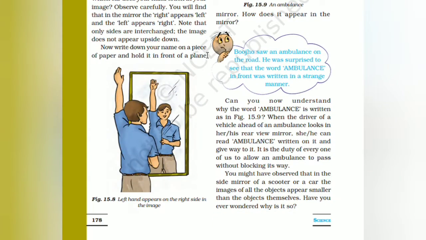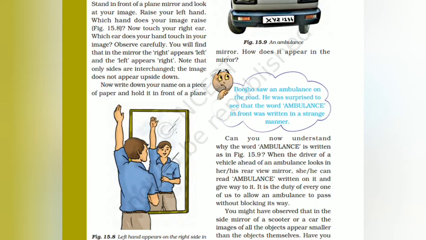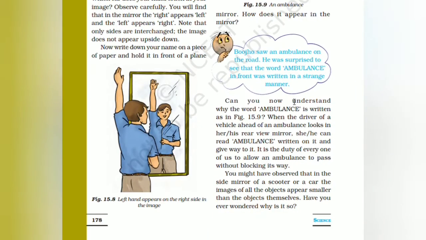Now write your name on a piece of paper and hold it in front of the plane mirror. How does it appear? It appears in the reversed direction, doesn't it? For that purpose, the word ambulance is written that way. Can you now understand why the word ambulance is written in reverse?